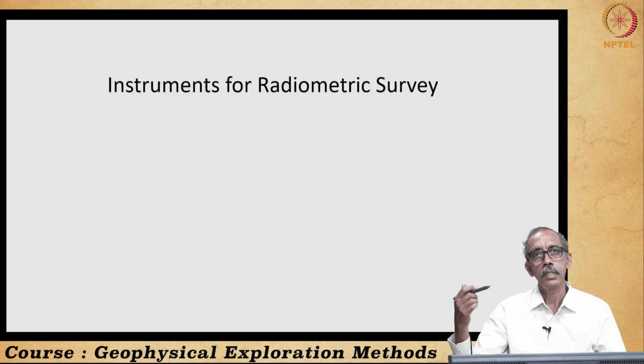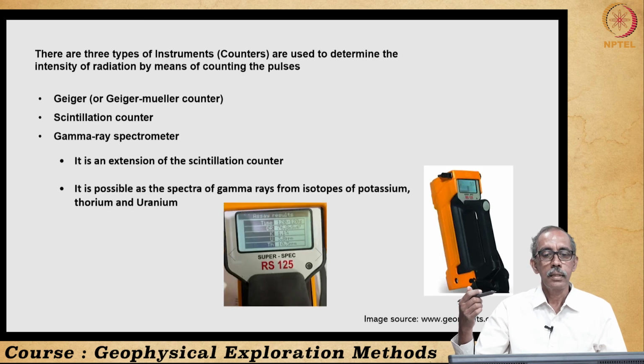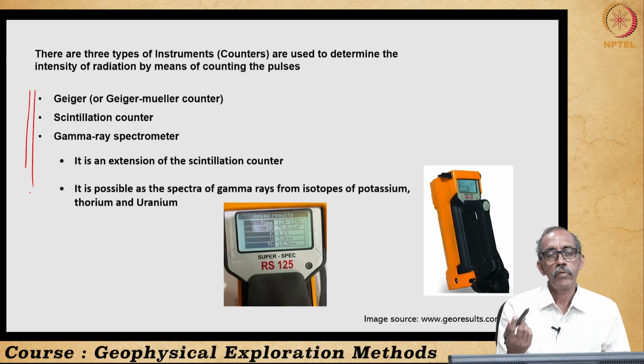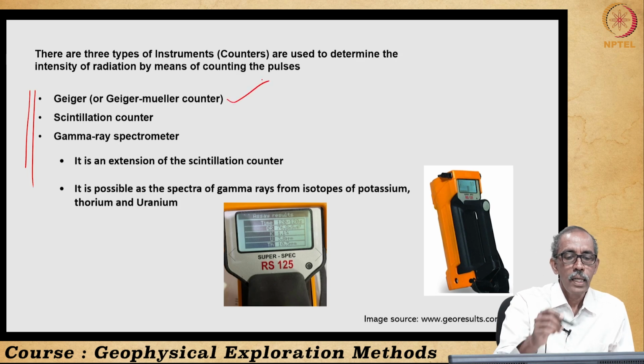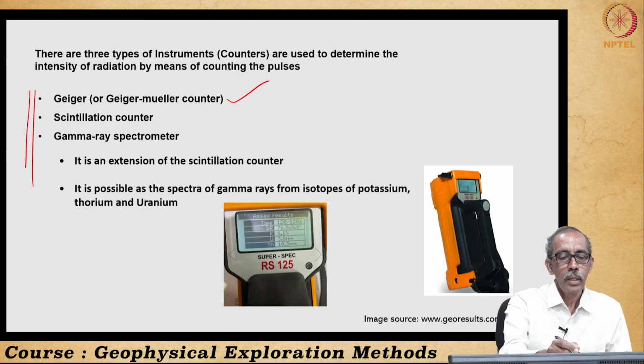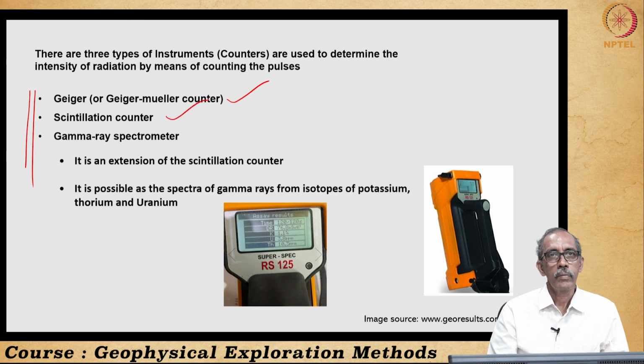What are all the instruments we use to measure radioactivity? The three major instruments that are used, which most of us would have studied in our schools, right. One is Geiger counter or Geiger-Müller counter. Number 2 is scintillation counter. The third is gamma ray spectrometer.